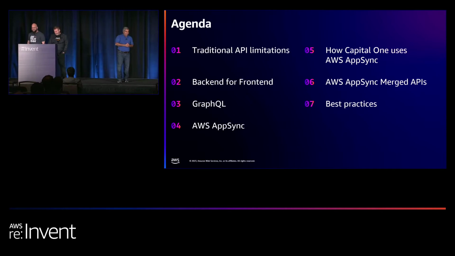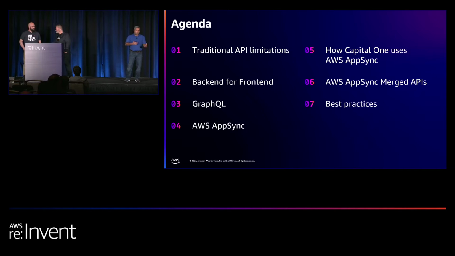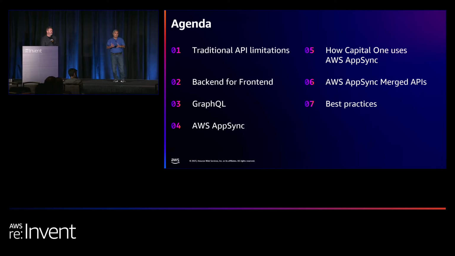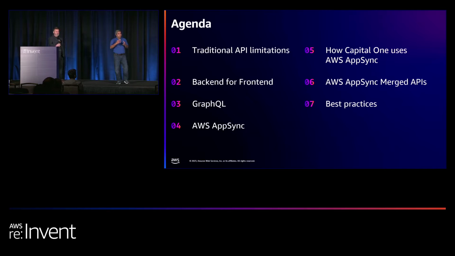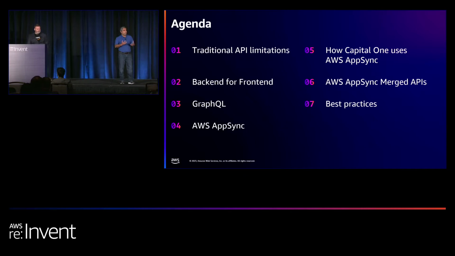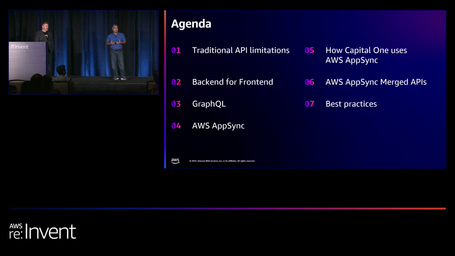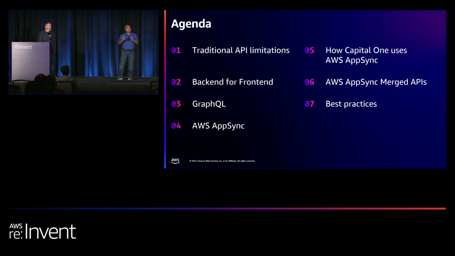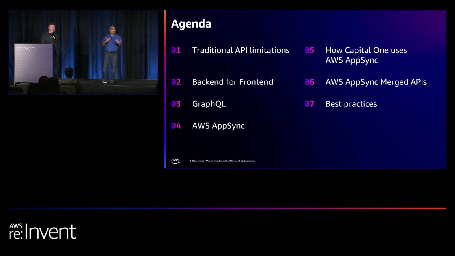So yeah, let's first talk about traditional API architectures and limitations, and then we will come to how API architectures have evolved from traditional APIs to backend for front-end architectures, then to GraphQL. Then we will also talk about AWS AppSync and how it can be used to run your GraphQL workloads in the cloud at scale. Then we will discuss how Capital One uses AWS AppSync in their federated architectures. Then we will talk about federated cross-team API development with AWS AppSync Merged APIs, and we will cover some best practices followed by an exciting demo. With that, I'll hand it over to Aaron to continue this conversation.